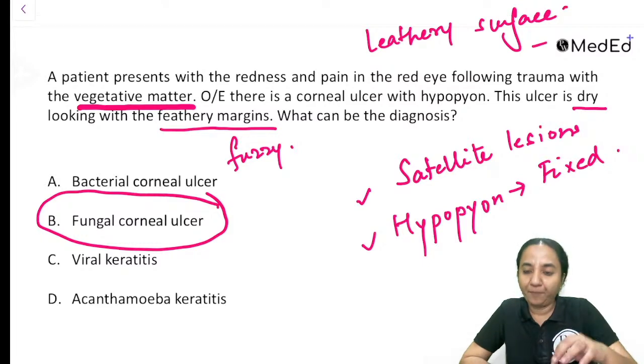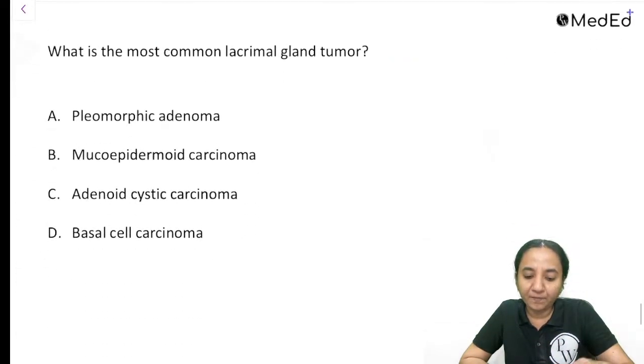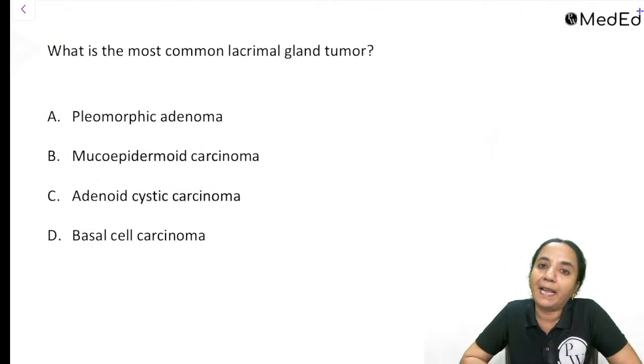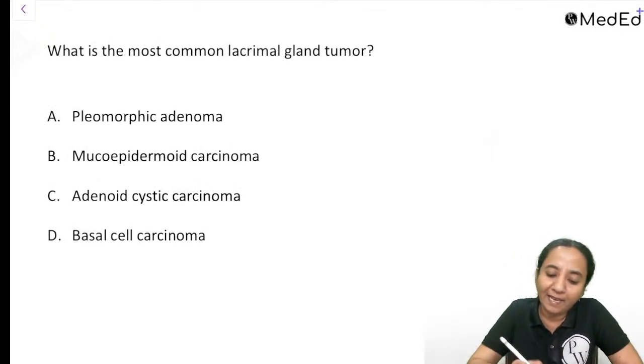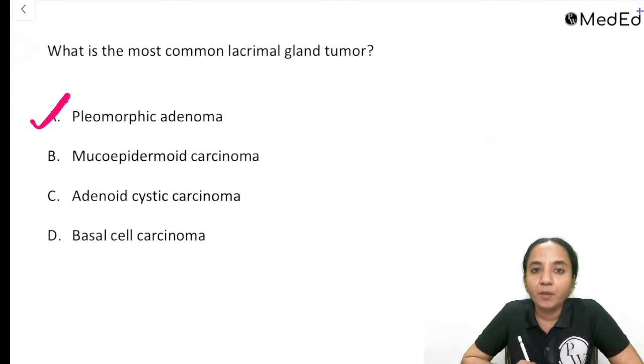Right? Okay. Let's go to the next question then. Which is the most common lacrimal gland tumor? Again, a one-liner. The answer is pleomorphic adenoma. The most common lacrimal gland tumor is a pleomorphic adenoma.